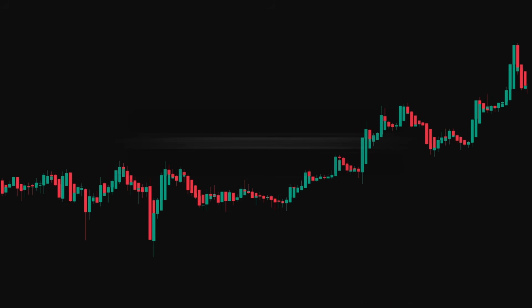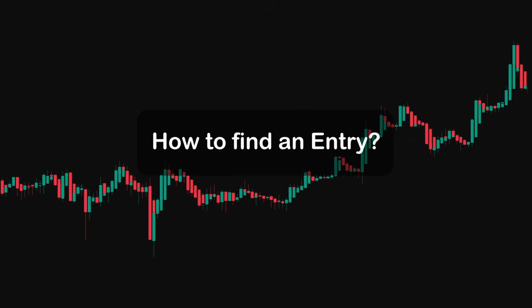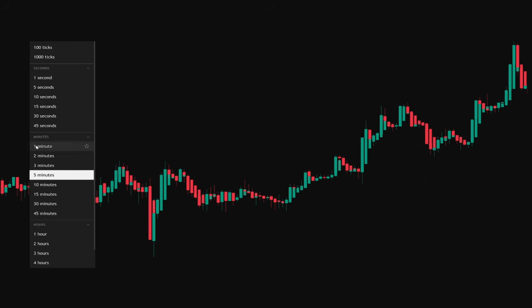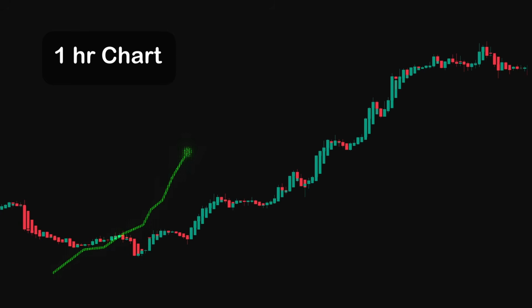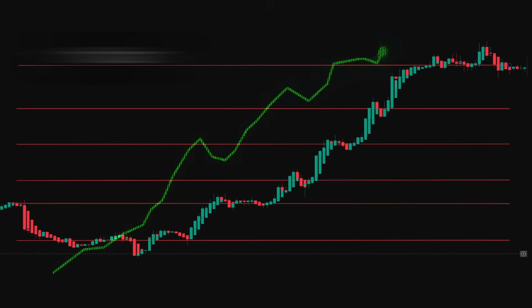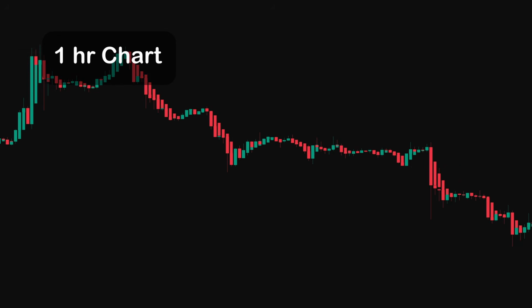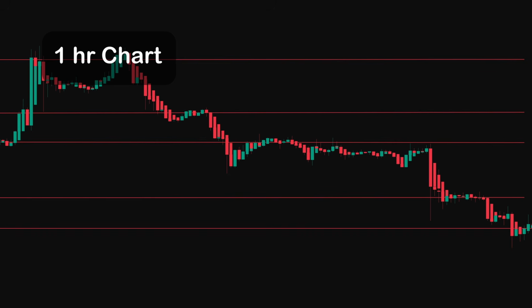end. To find an entry with the strategy, you need to first establish the overall trend for the day or week. Just check on the 1 hour like this, and we can see an uptrend here. Be aware of key support and resistance levels. You can mark them in like this. Here is a bearish trend on the 1 hour. You can mark the key levels up like this.